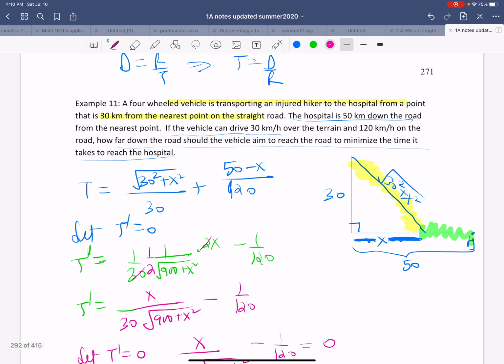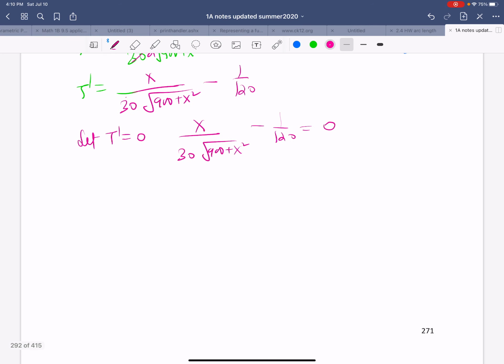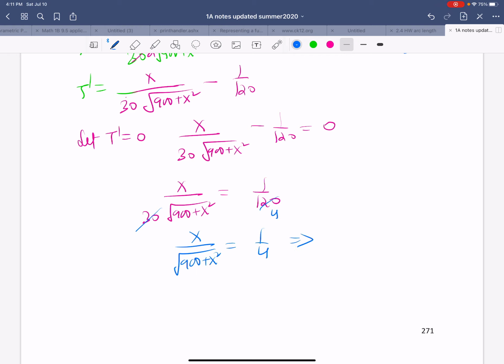Now both these times are greater than 0, so we could think about the domain here. Let's go ahead and solve it for x. X over 30 square root of 900 plus x squared equals 1 over 120. I can make my life simple by doing this: x over the square root of 900 plus x squared equals 1 over 4, which turns out to be 4x equals the square root of 900 plus x squared.